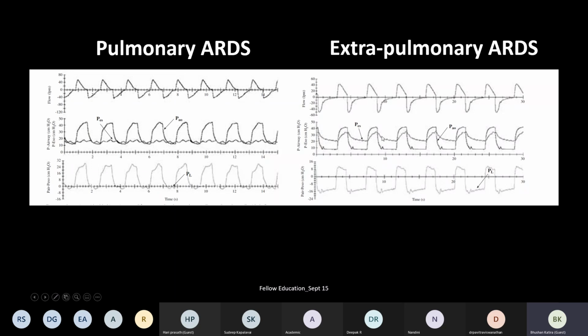This may be a patient where you could safely increase the airway pressure to overcome this. And here is a patient where you'll have to decrease the airway pressure because you're overstretching the lung. That kind of an example.